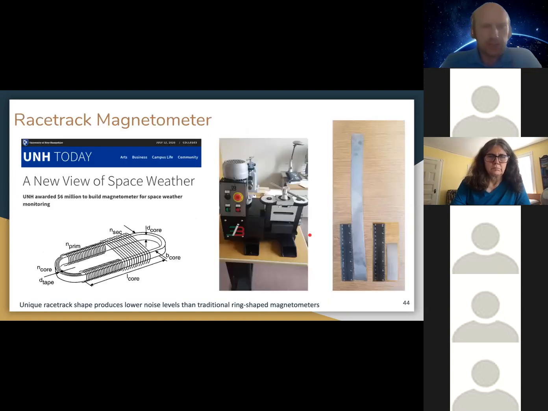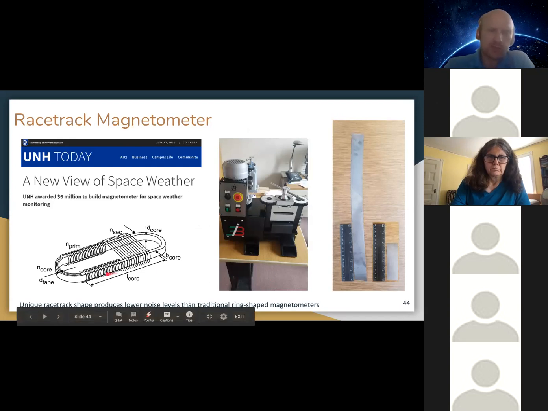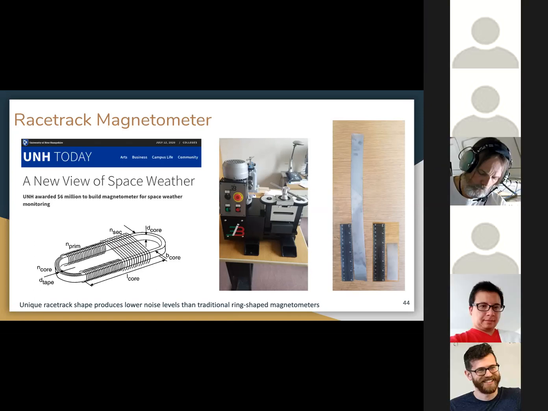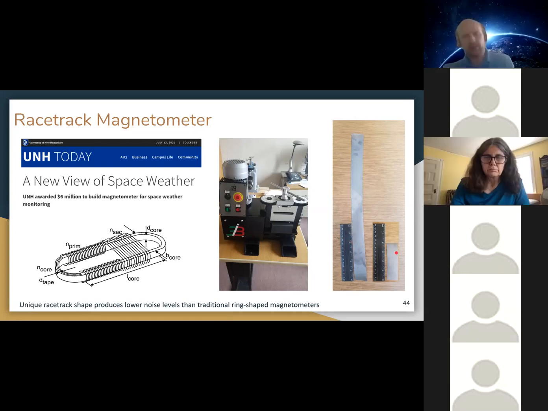Finally, the Racetrack Magnetometer is currently funded to fly on the solar wind follow-on mission. The Racetrack Magnetometer is unique in that it has a racetrack shape, and this helps lower the noise floor from typical ring-shaped magnetometers that are more of a circle rather than a racetrack. The current progress on this is that we have a rolling mill and we have the highly permeable material that is at the heart of these instruments. I've rolled the material so that it's 100 microns thick. And this is the mill, this is the material, this is the before and the after.